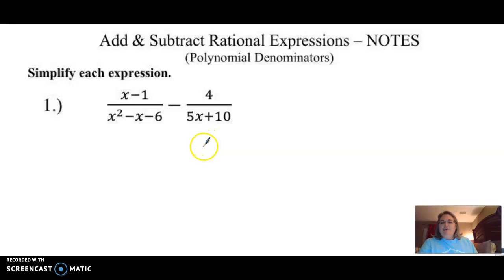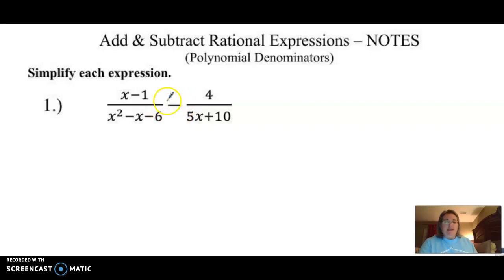Hello everyone. So we are back and ready to add and subtract our rational expressions that have polynomial denominators. You'll want to recall finding the least common denominator like we did in the last session, so that we will continue using those same skills. Okay? So a couple of things.